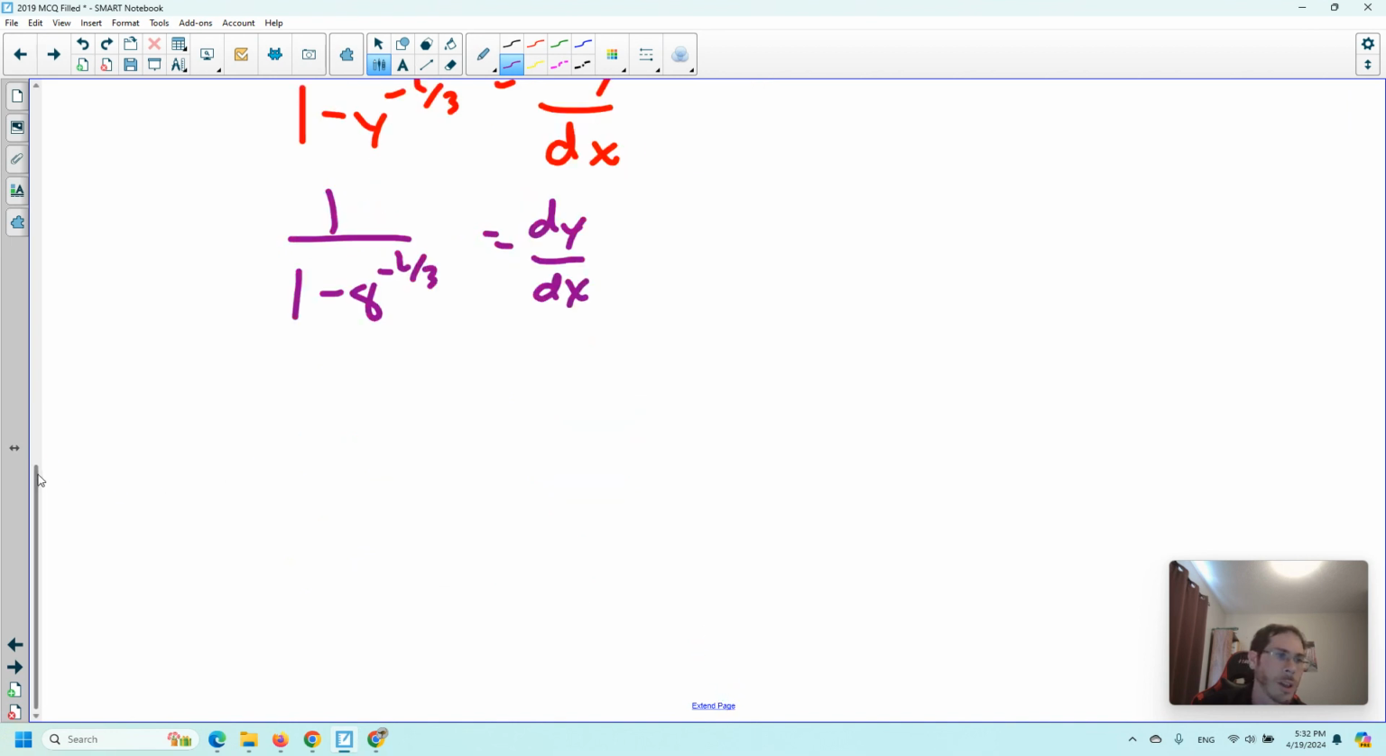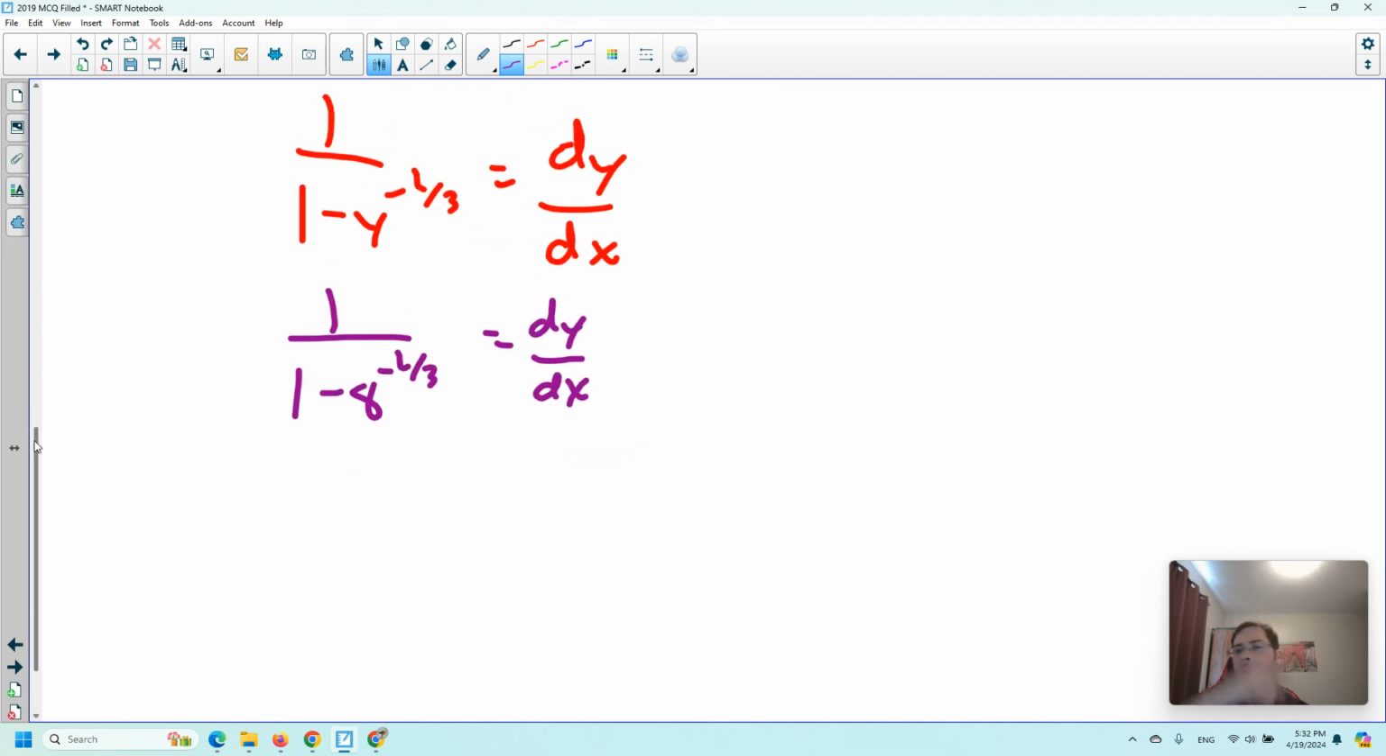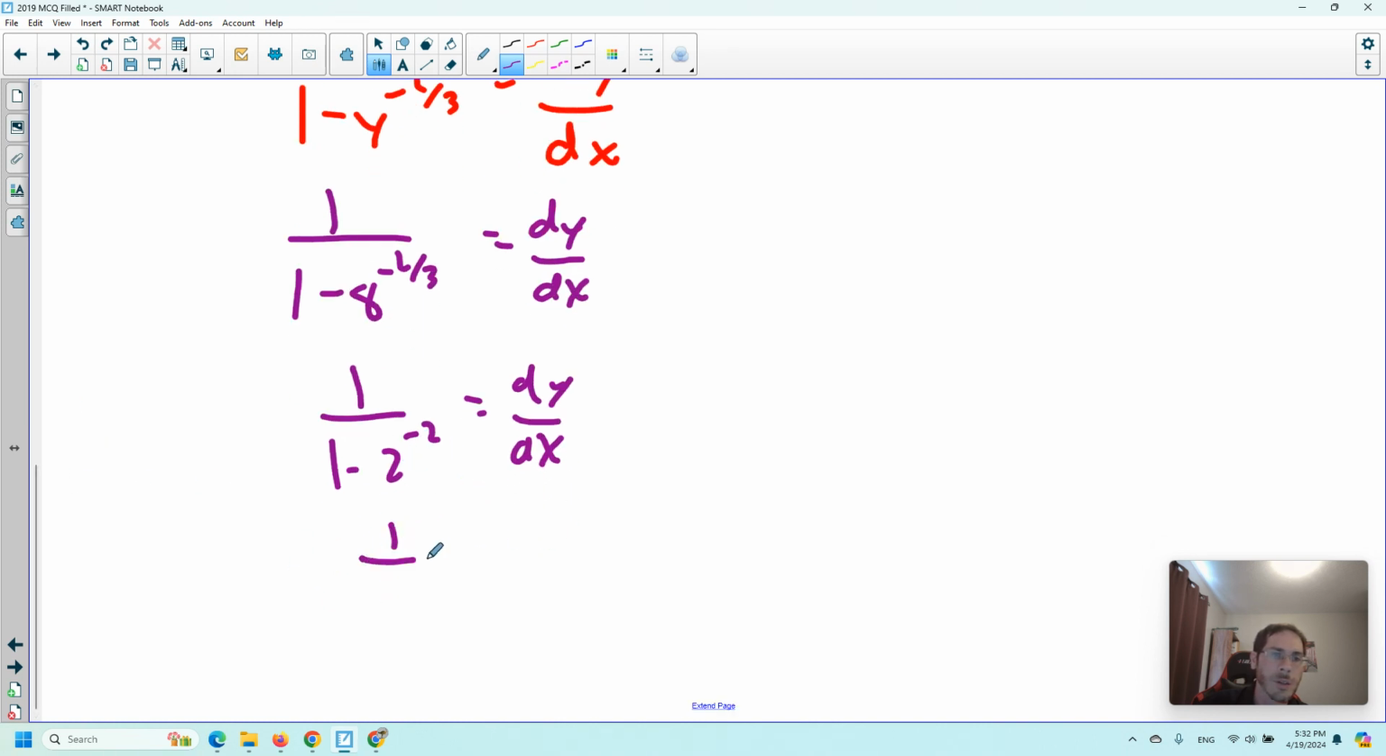Man, this one feels more like an algebra question than a calculus one, but we carry on. All right, 8 to the negative 2/3. So first thing we're going to do is 8 to the 1/3, or cube root of 8. So that's 1 over 1 minus 2 to the negative 2. Next thing we're going to do is square this thing. So 1 over 1 minus 4 to the negative 1.